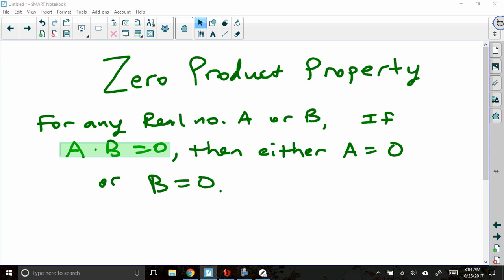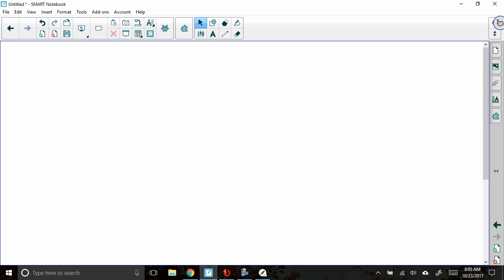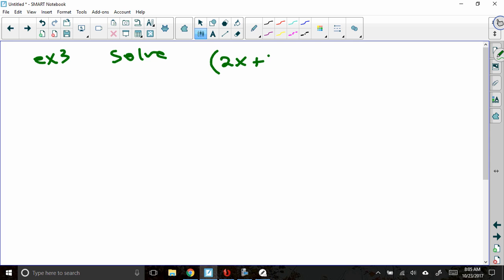All right. Are there any questions before we look at this one, before we see it in action? Okay. So, example 3. Solve 2x plus 1 times 3x minus 5 is equal to 0.